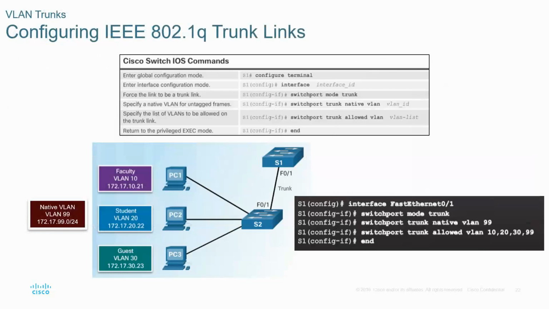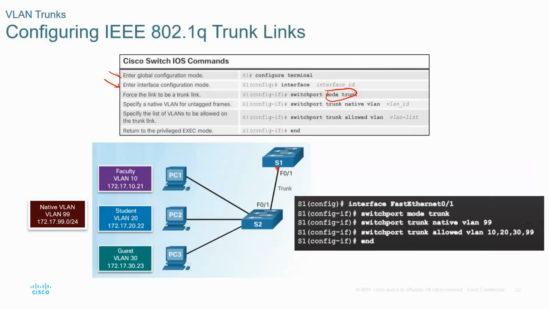If you want to define now a port to be in trunk mode, this is particularly for the ports that are connecting switches to each other. So in this case, it will be port F01 that is connecting switch S1 to S2. First of all, you will go to configuration mode, you will go to a particular interface, and you will say switchport mode trunk. So in the previous example, it was switchport mode access to define the interface to be in access mode. Here you say switchport mode trunk.